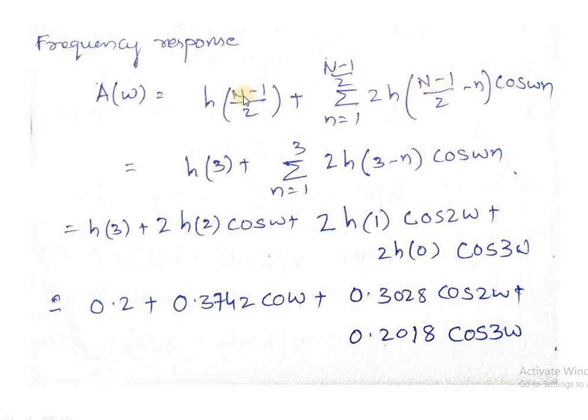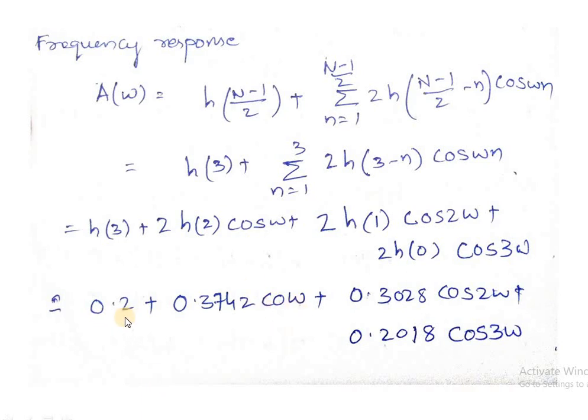Substituting various values of capital N and small n, we get our magnitude response in this form: h of 3 plus 2 h of 2 cos omega plus 2 h of 1 cos 2 omega plus 2 h of 0 cos 3 omega. Substituting the values of h of 3, h of 2, h of 1, h of 0, this will be the resultant magnitude response of the filter. Now this is cos omega, cos 2 omega and cos 3 omega. Just identify this as cos omega, there is a correction here.